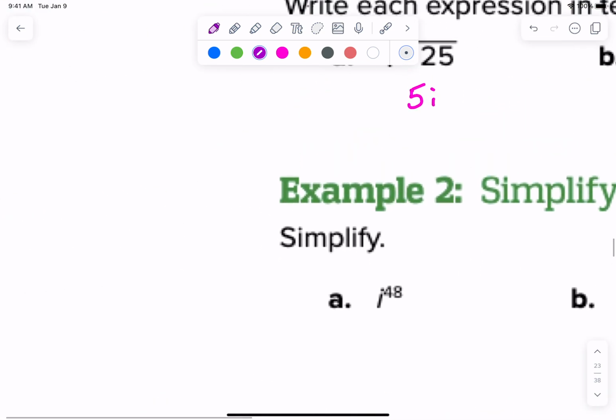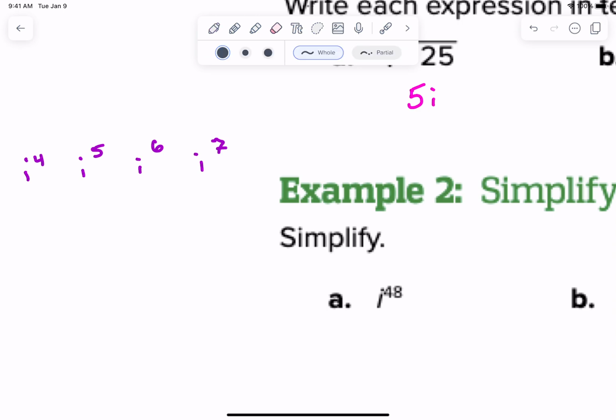I'm going to go off to the side over here, and I'm going to show you in reduced form. Okay? Let's do i to the 4th power, i to the 5th power, i to the 6th power, i to the 7th power. I'm just going to do all of those because this is going to cover all of the possible answers. Got it? Okay.